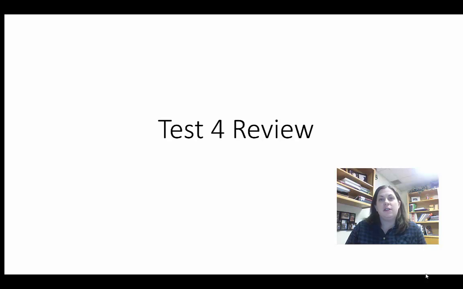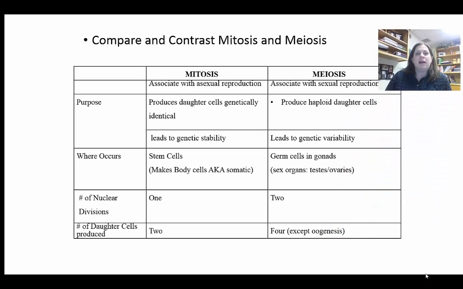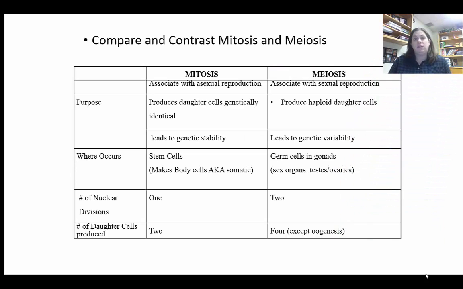Okay guys, we're going to start the test 4 review. This is going to go over meiosis and genetics, so let's take a look at a few of the topics. The first main topic, guys, is you need to make sure that you can understand the difference between mitosis and meiosis. This is going to be mostly kind of like a matching type question, or it may give you characteristics and ask which undergoes those particular steps, which would be mitosis or meiosis.